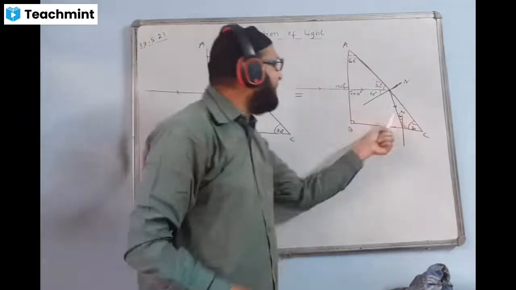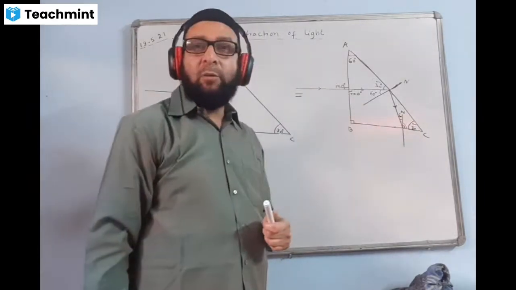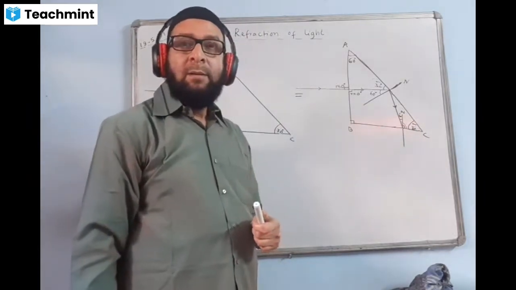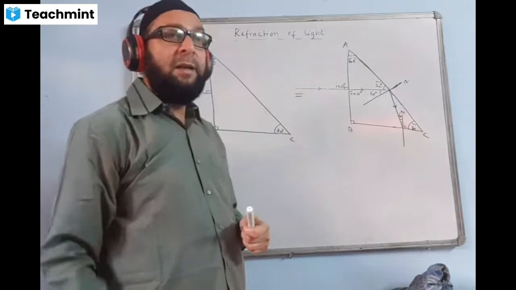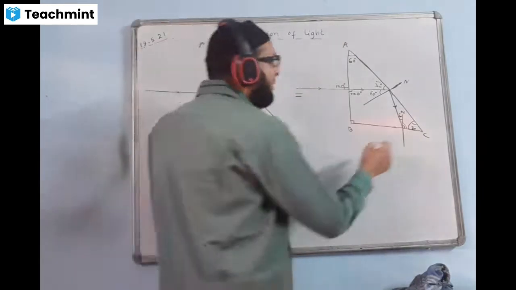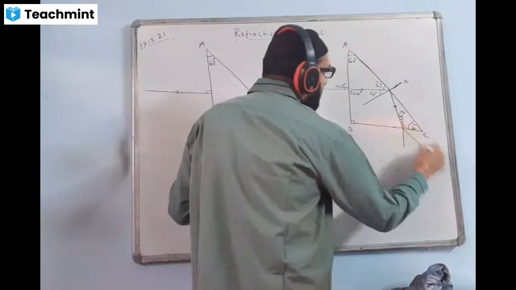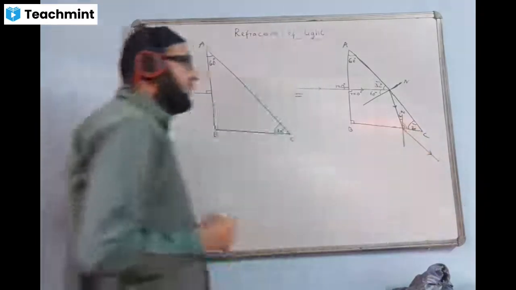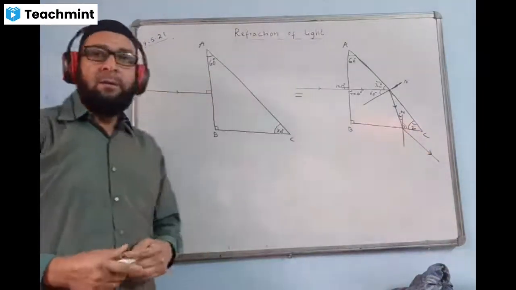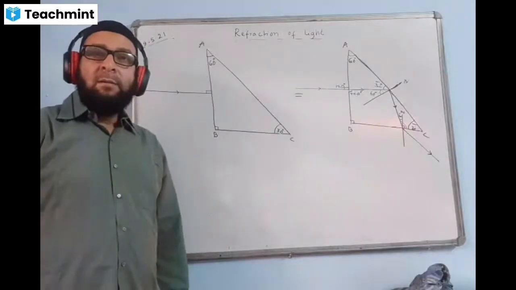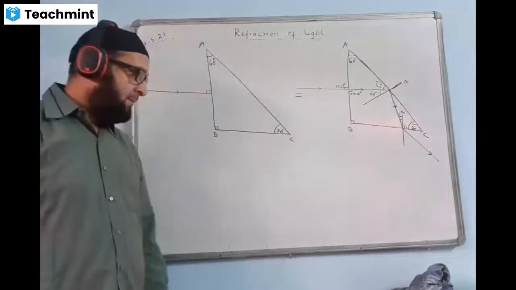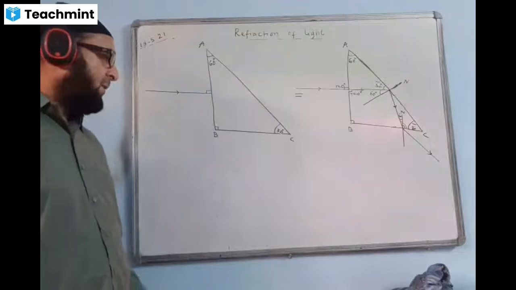30 degrees: less than critical, more than critical, or equal? Less than critical, because the critical value is 42 degrees. Yes, very good. That means it bends away from the normal. It will be bending away from the normal like this. Yes. Understood, boys? Yes, very good. You people are doing well.